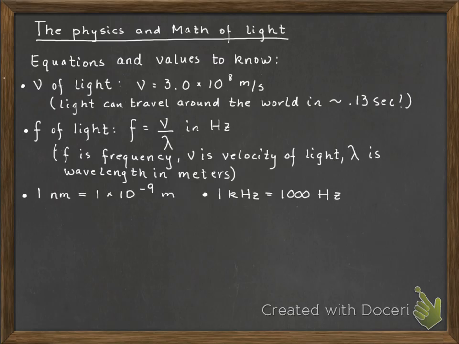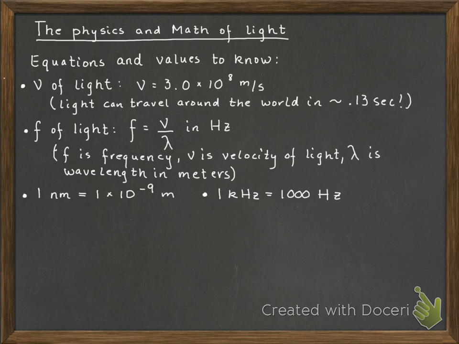Another equation that we've got is the F of light, which is frequency. Frequency is naturally measured in hertz. The equation for frequency is F equals V over lambda. That strange looking upside down Y kind of thing there is lambda. So frequency is F, measured in hertz. V is the velocity of light, and again, that doesn't change like the velocity of sound does. And the lambda is wavelength in meters.